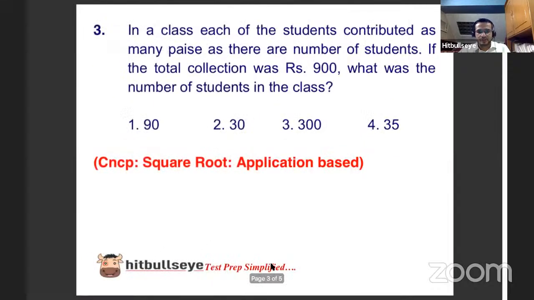In a class, each of the students, now this is again very similar to what we solved, where we had a trap. Here also we have a trap. Where is the trap? Second option. People will see 930 and mark it, and we fall into the trap. But we have to look at the denomination again. Paise is what they have mentioned.